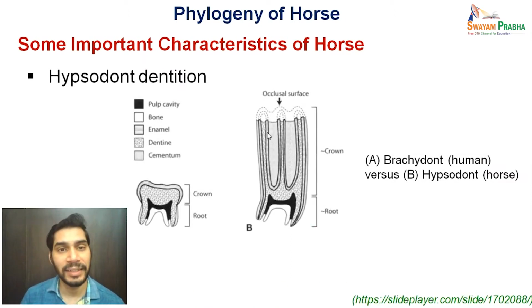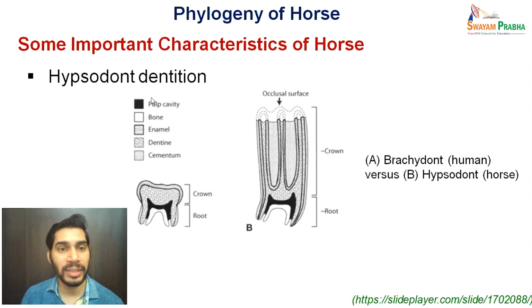Let us discuss their teeth in a bit more detail, because teeth are one of the important fossil forms. They do represent a hypsodont dentition. Now, hypsodont dentition is in contrast to what we are aware of as brachydont dentition. Humans, for example, represent brachydont dentition, whereas horses have hypsodont dentition. Let us compare the normal tooth structure.